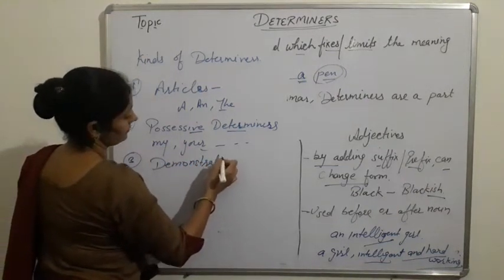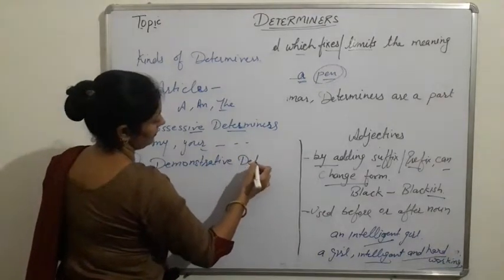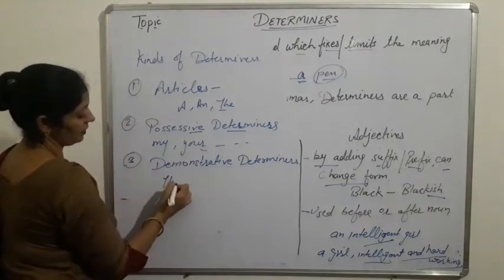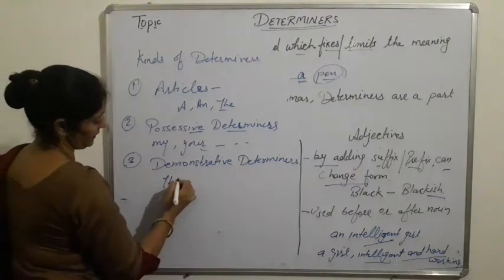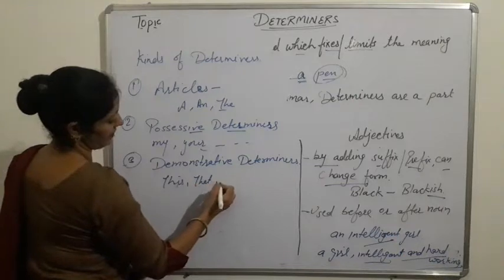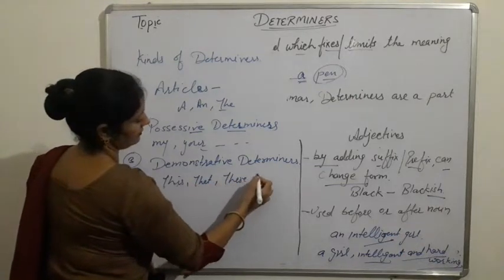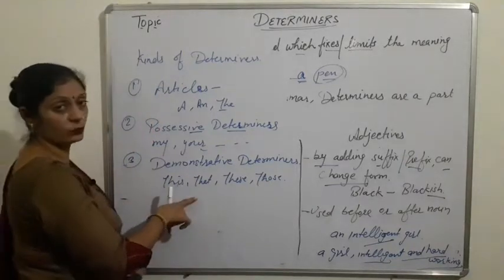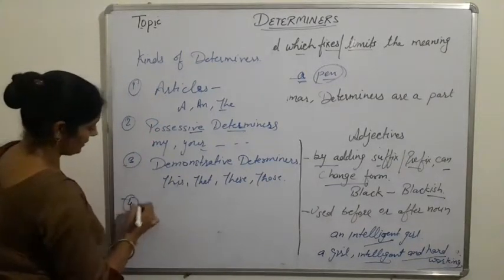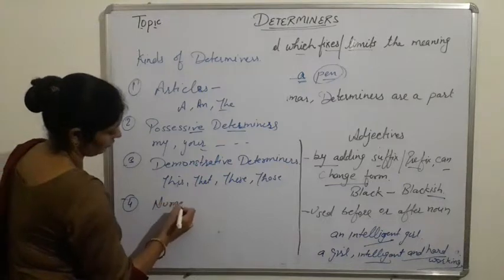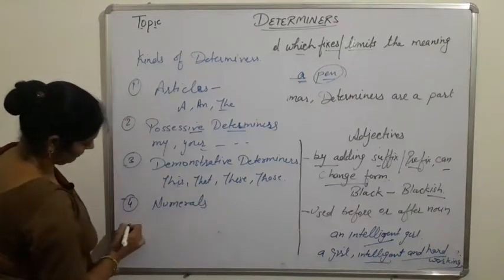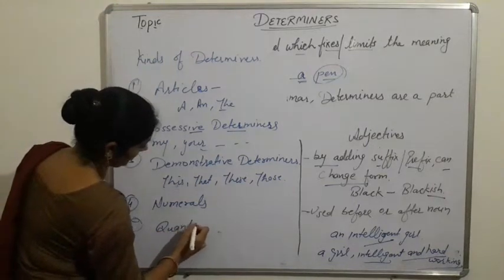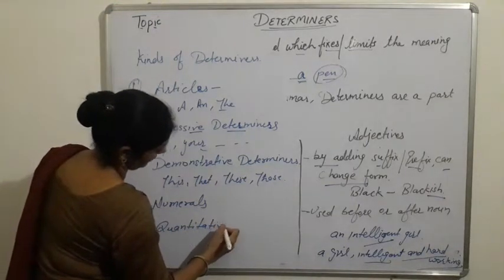demonstrative determiners. These are 4: this, that, these, and those, which point out towards something. Next one is numerals, and the last type is quantitative determiners.